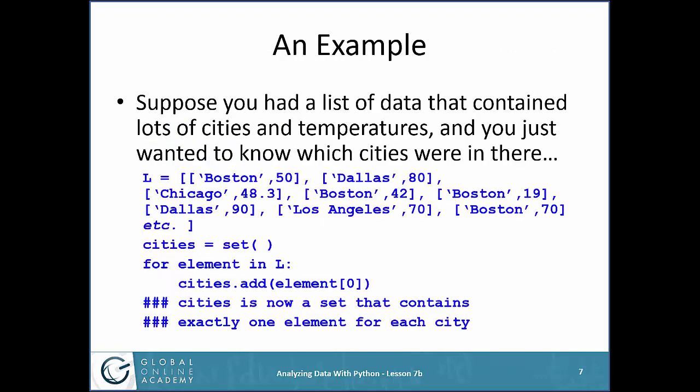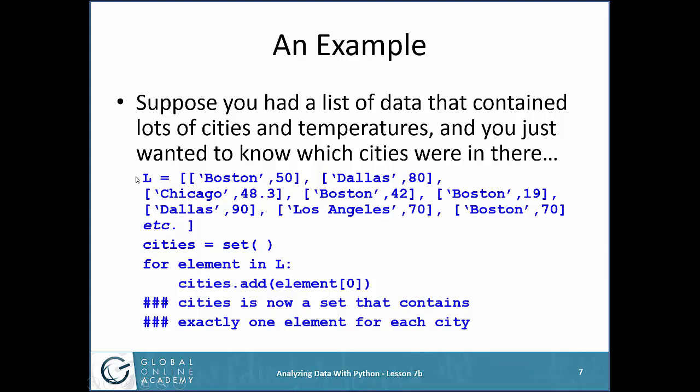Here's an example of something that might be terribly useful. Suppose you had a list of data that contained lots of cities and temperatures. Maybe you had 30,000 records, and they all had city and temperature data, and all you wanted to know was how many cities are represented in here, and you don't want to print out 30,000 things and look through and see, wait, did Dallas show up in there? Was New Orleans in there? Was Boston in there? Was Philadelphia in there?